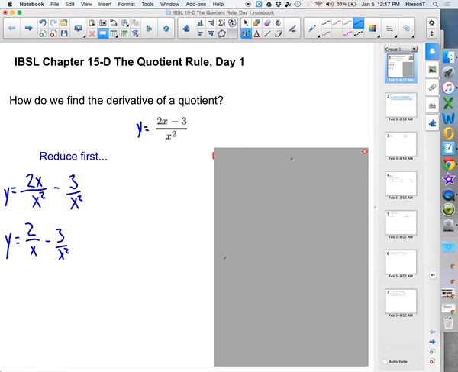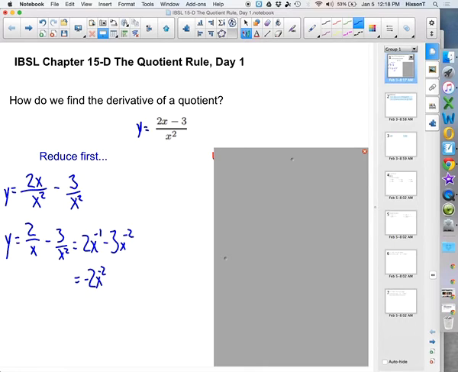And then, in order to find the derivative, I could rewrite this as 2x to the negative 1 minus 3x to the negative 2. Now we're just dealing with the derivative of x to the n. So we bring that out. What's the derivative of 2x to the negative 1? Negative 2x to the negative 2. Good.